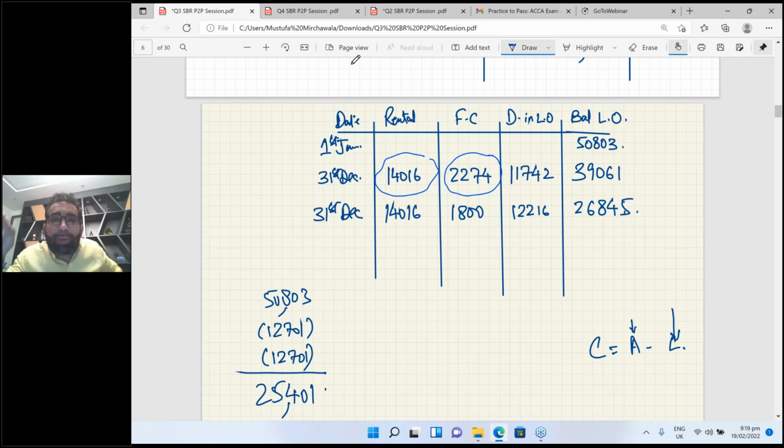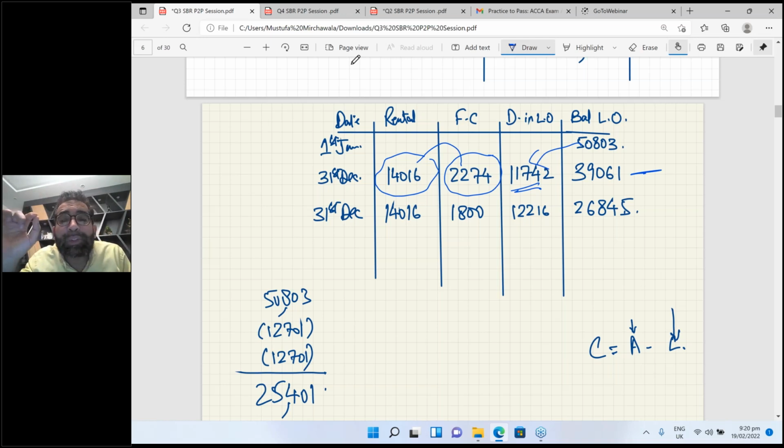But you don't decrease your liability with the complete rental. You first take the difference between these two, and then you reduce with this amount. So that means initially your liability was 50803 and it decreased by this amount. So year end liability is this.